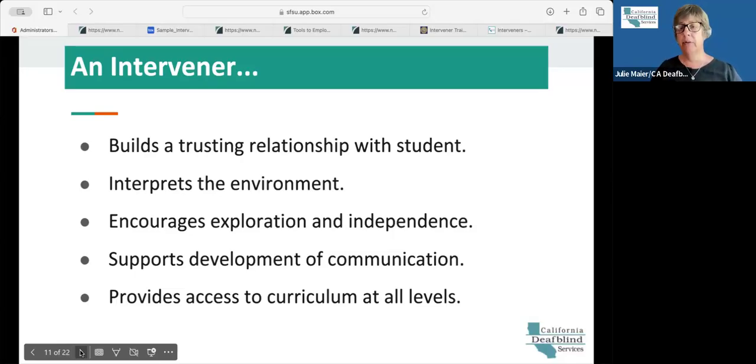They're consistently supporting the development of communication by first providing access to language and auditory information, but also supporting skill development and how the student is communicating. And then in terms of whatever level of curriculum the student is engaged in, whether it's typical grade level curriculum or if it's adapted alternative curriculum, they are providing access to that curriculum at all levels. So implementing the materials and lessons that a teacher has developed and adapting them as needed.